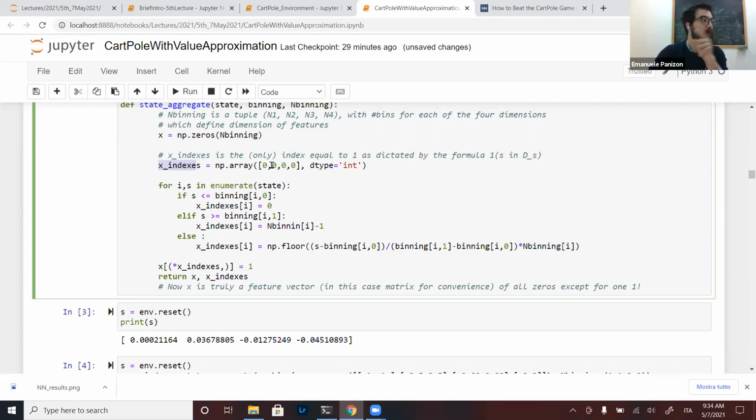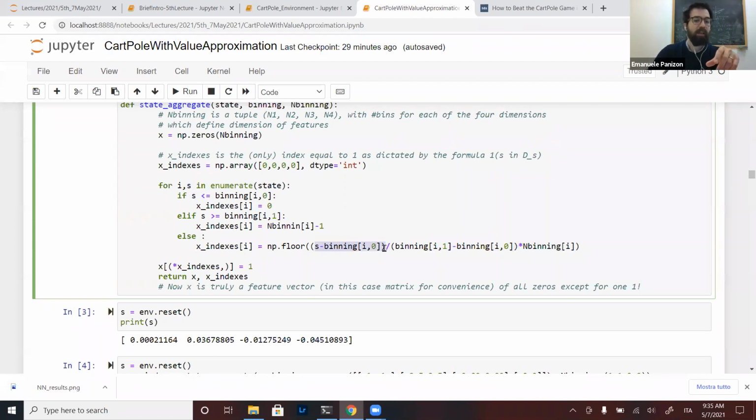Okay, to keep track of where the single one will go. Then I take the state. I take each of the 4 dimensions, which are real numbers of the state, and I just do the binning. If a state is below a lower bound, I put it in the first box. If it's above the upper bound, I put it in the last box. And if it's somewhere in between, I just do the normal binning thing.